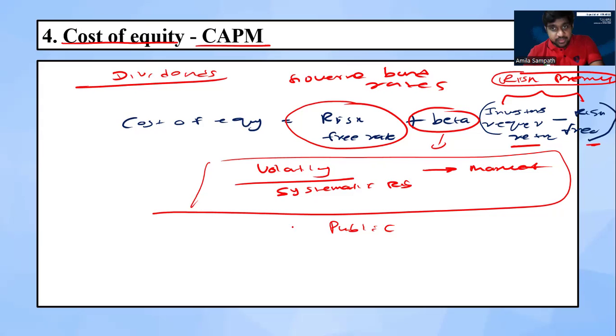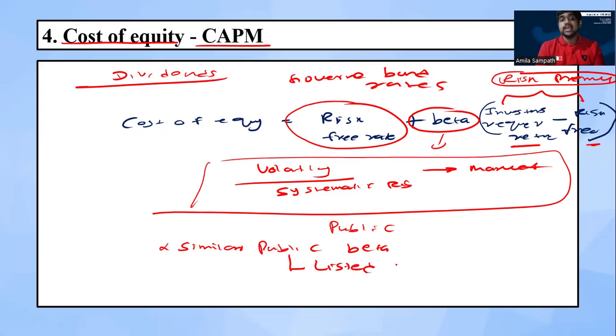For that purpose, first we should identify similar comparable public company beta. Public company beta means listed company beta. First, we need to identify the beta of a similar comparable listed company. Then, based on this listed company beta, we can derive the beta of our company.